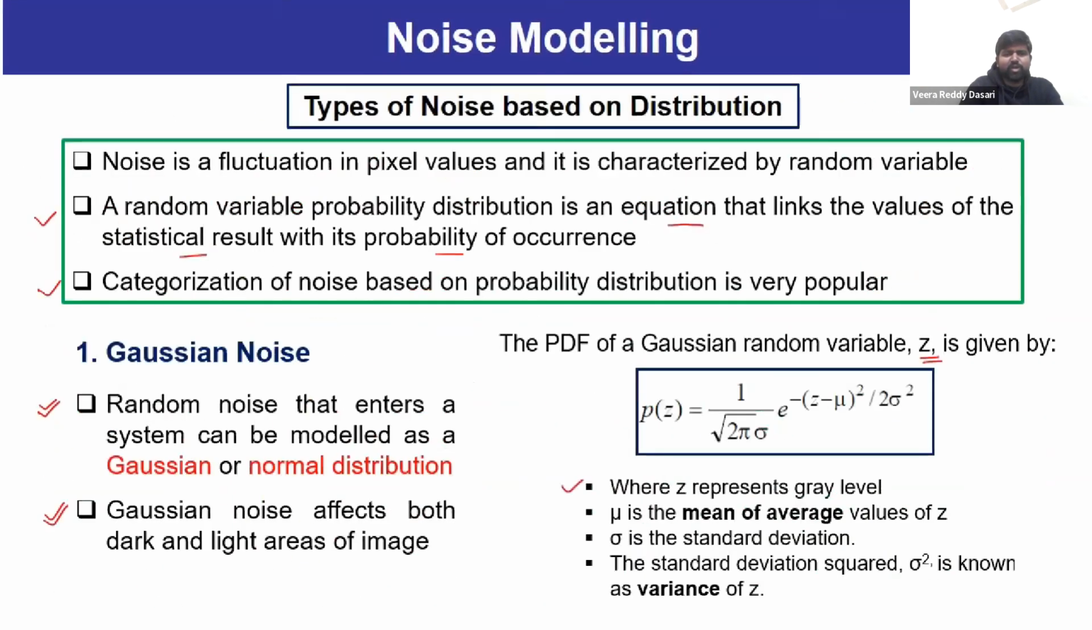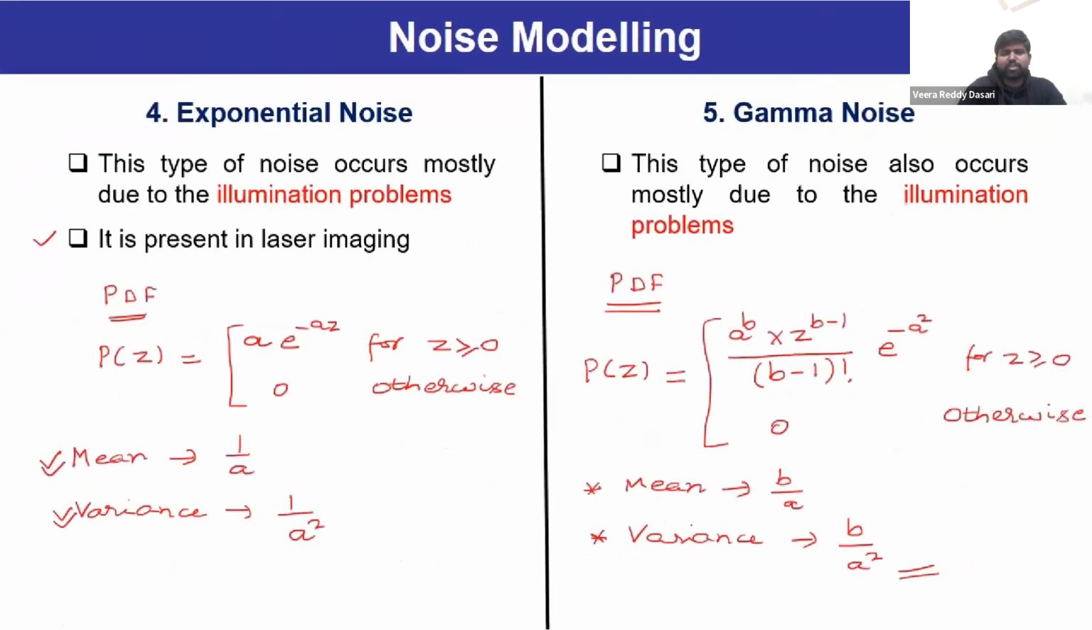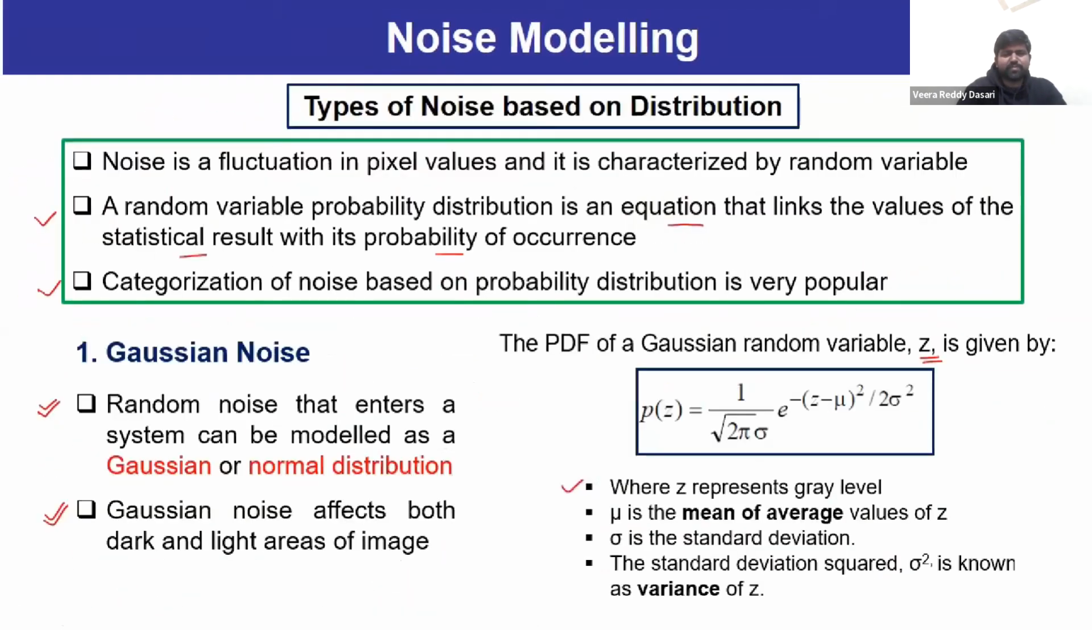And for Gaussian noise, there is a formula. Gaussian or normal distribution. So this Gaussian noise affects both dark and light areas of the image. You can add some points from the first noise modeling, points which are not covered in those 3 slides. And there is a formula here, the PDF, probability density function of a Gaussian random variable.